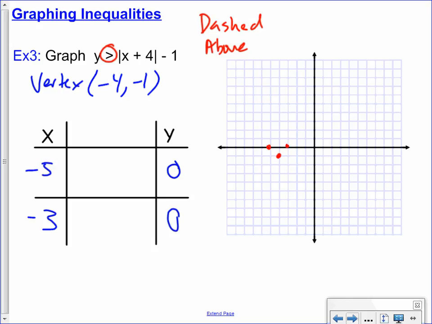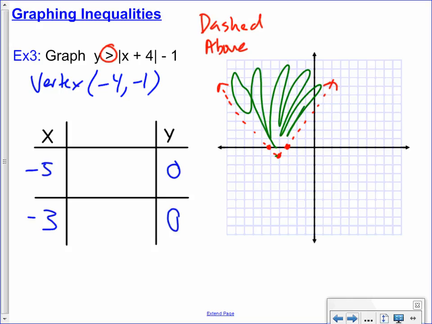So the vertex is -4, -1, and the other points are -5, 0 and -3, 0. It says it's dashed. Remember, that's a boundary line, so anywhere on that line, just pick a point and shade above that point. So if you take the vertex, any point above this line is shaded. Oh, it's a flower.